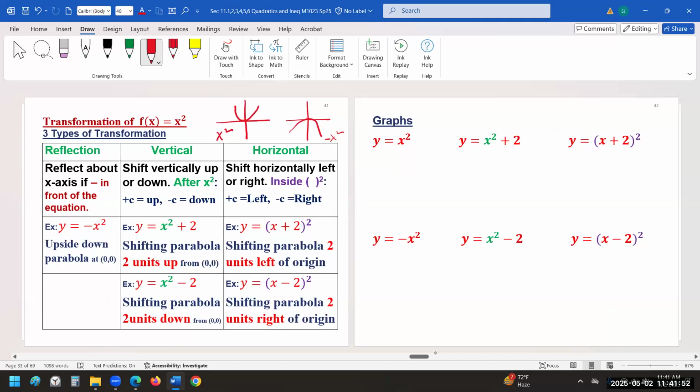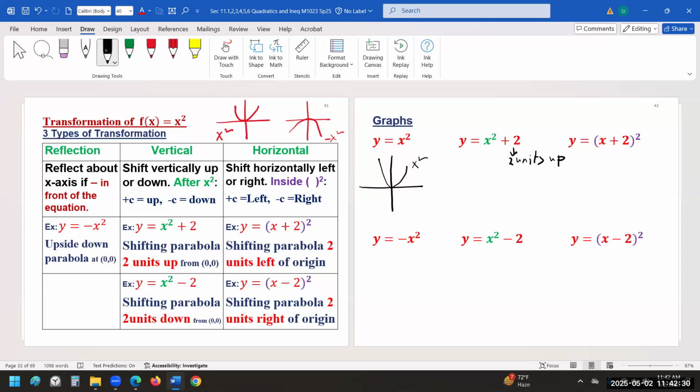Let's start with the original one. y equals x squared is here. And now this x squared plus 2, which direction are you moving? You see your square and then plus 2. So which direction is supposed to go? Up, down, or left, right? Up. After you square, anything is up, down. So we are moving 2 units up.